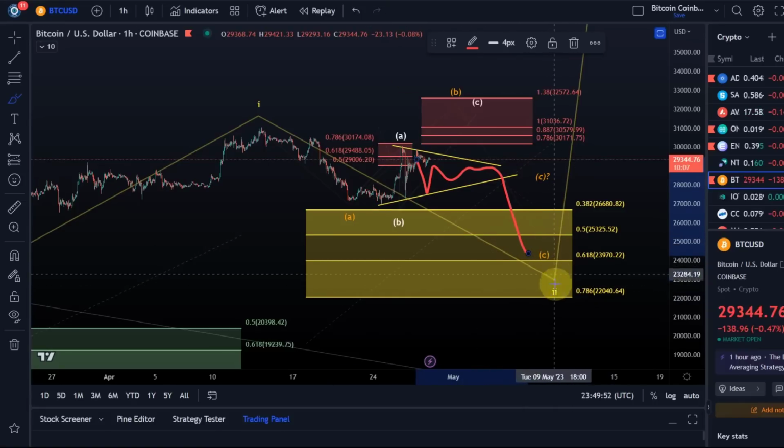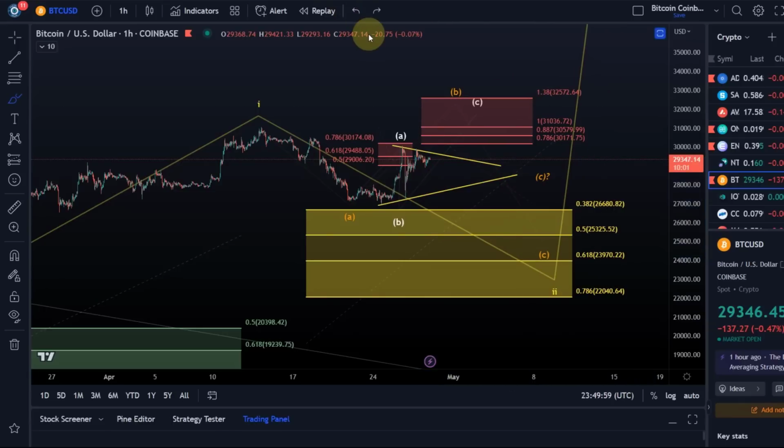But again, as long as we're holding 22K, the idea is that eventually we should go higher. And that's really everything I can tell you at the moment about Bitcoin.